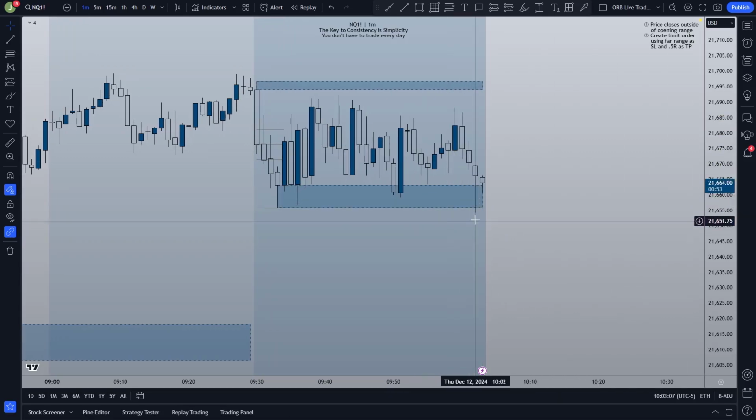So again, we're waiting for a candle closure outside of the range to set up our limit order. But this is kind of like a little early indication that this may be where price is looking to go. So we keep our eye on it.